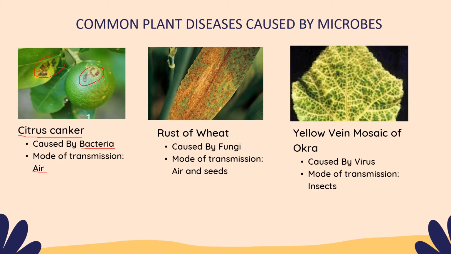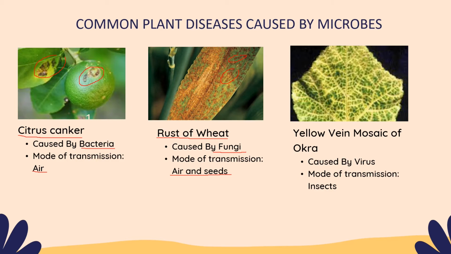The next one is rust of wheat. This is common in the leaves of wheat where you see these golden color patches. These rust color patches are due to some fungal infection. It is caused by fungi and it can be transmitted to other wheat plants through air and seeds.